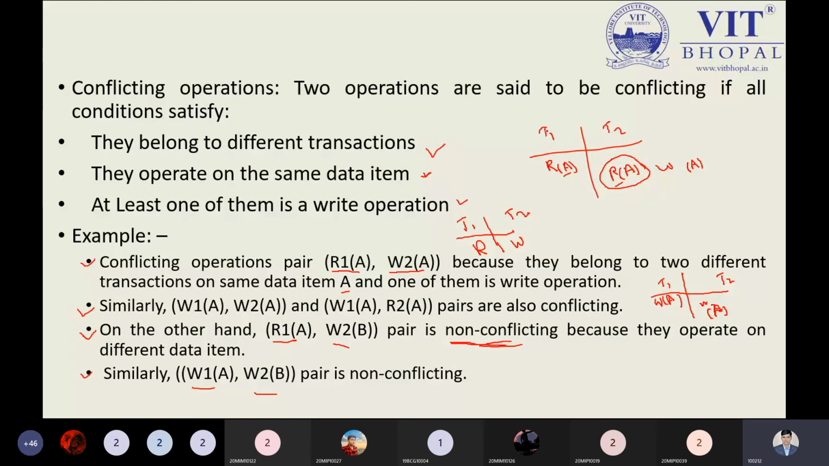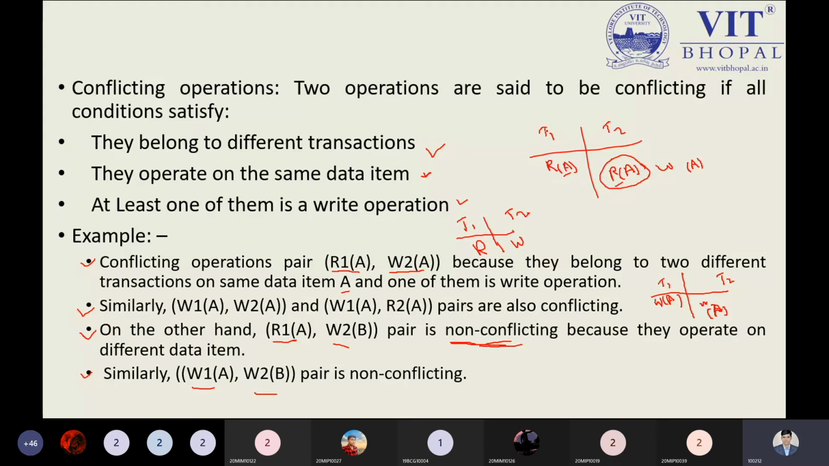Yes, in the example we have R1(A), and I'm doing the write operation on A. They belong to two different transactions, but the same data item, that is A. One of them is the write operation, so I'm having the conflict. Similarly, write A and write A, two times I'm writing the same data item. That is not possible, so this conflict is also possible.